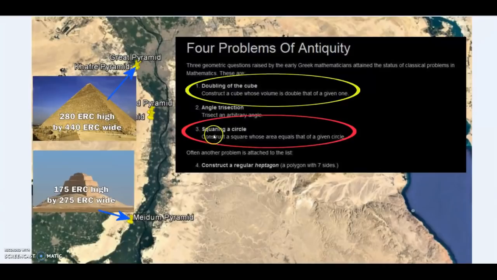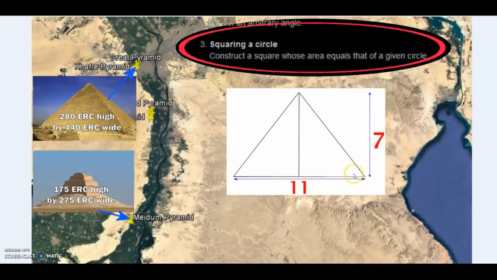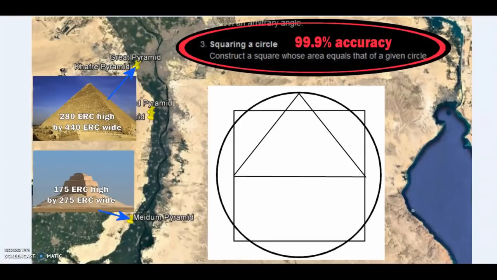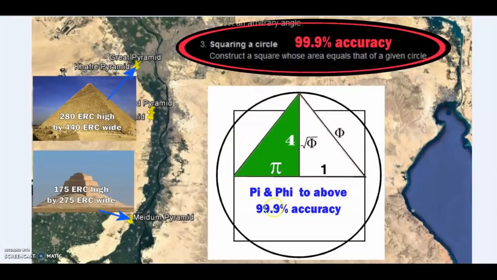However, squaring a circle, that's of these ancient problems, that's the third. And the 7 to 11 ratio: draw a square around the base, so the base of the pyramid forms this square. If we then use the height of the pyramid, fold that up, we get this diagram, and that is squaring a circle above 99.9% accuracy. And we also have phi and pi above 99.9% accuracy, but again, if you include the slight variations on each side, what you get is even higher accuracy than this.